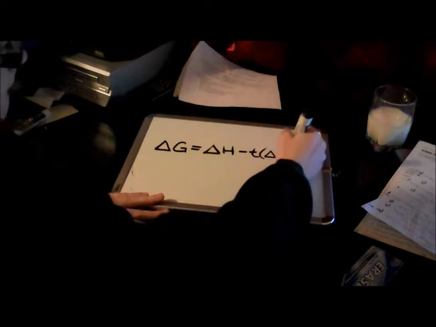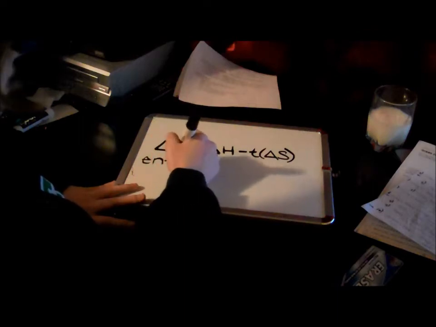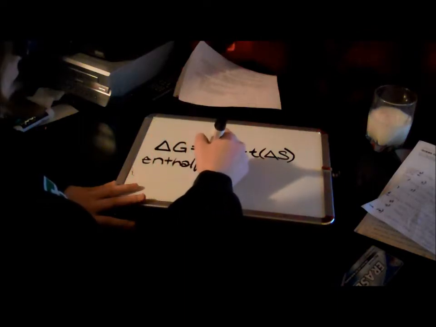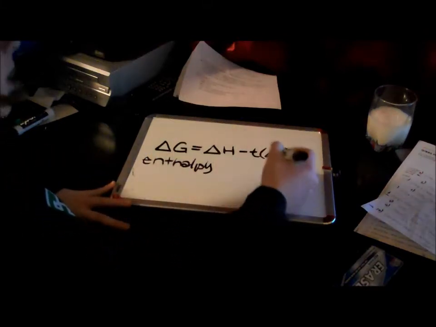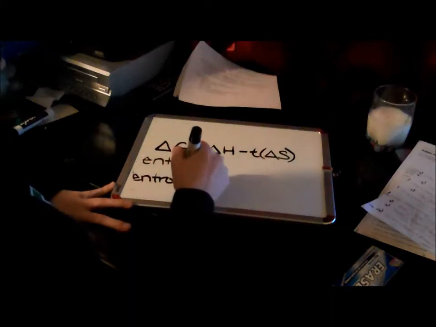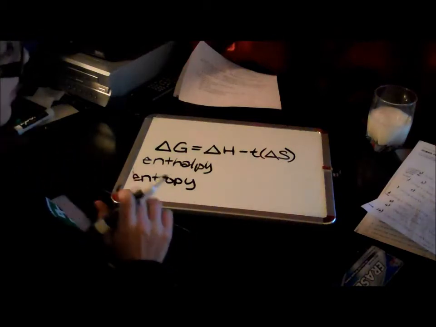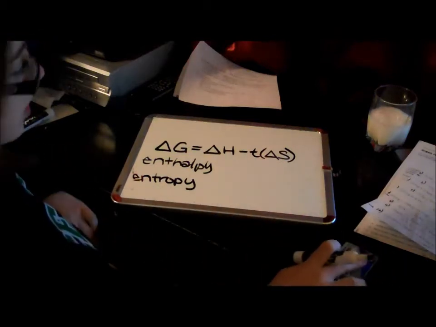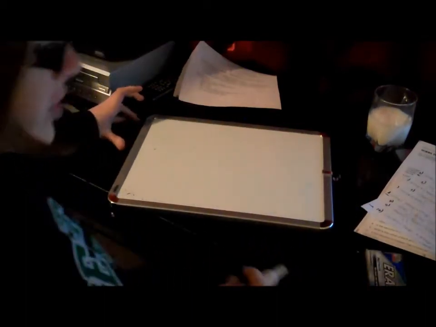Now, you might recall that delta H is enthalpy, and it refers to the heat and energy within a reaction. Delta S is entropy, and that refers to the random motion of particles within an equation. Okay, keeping this in mind, we are going to find the Gibbs free energy of a few different types of equations.